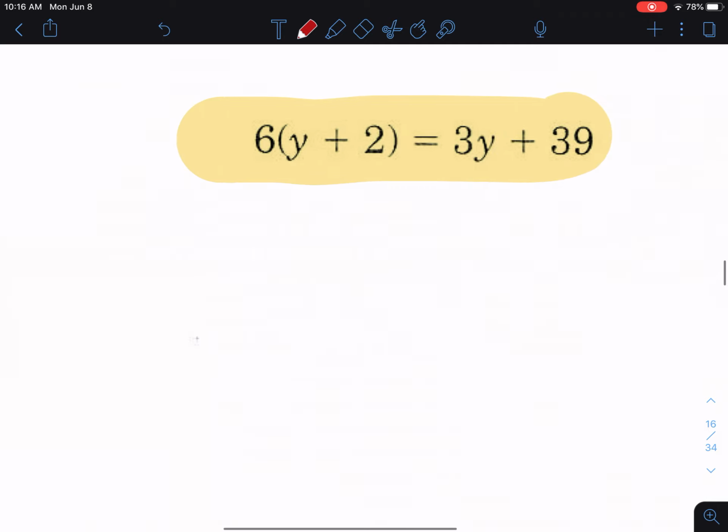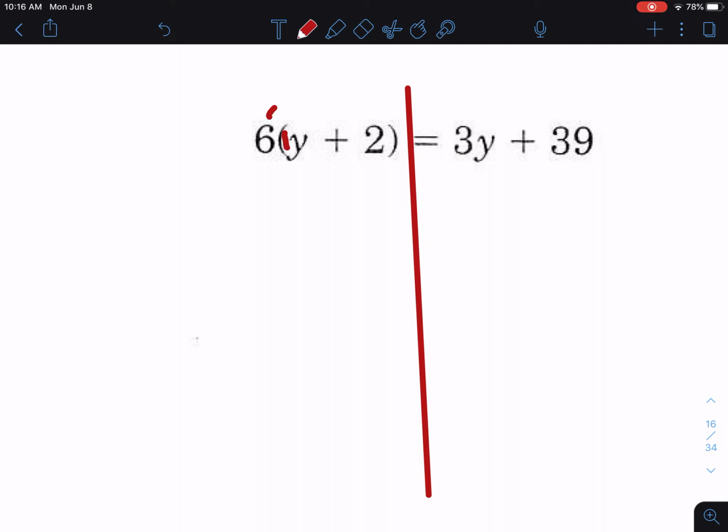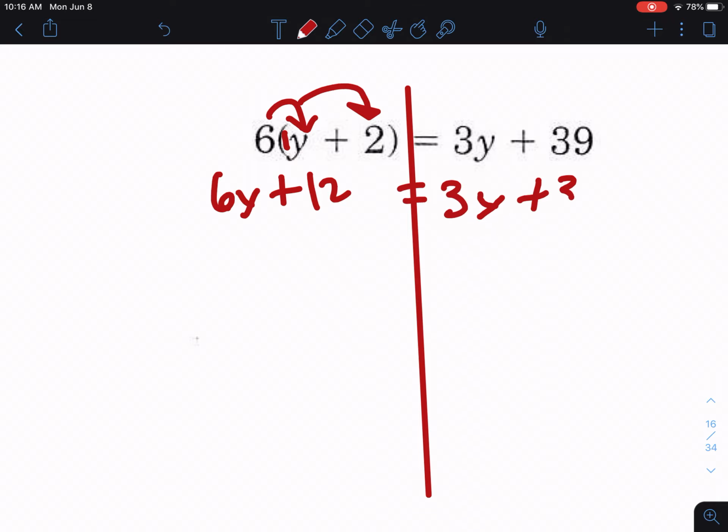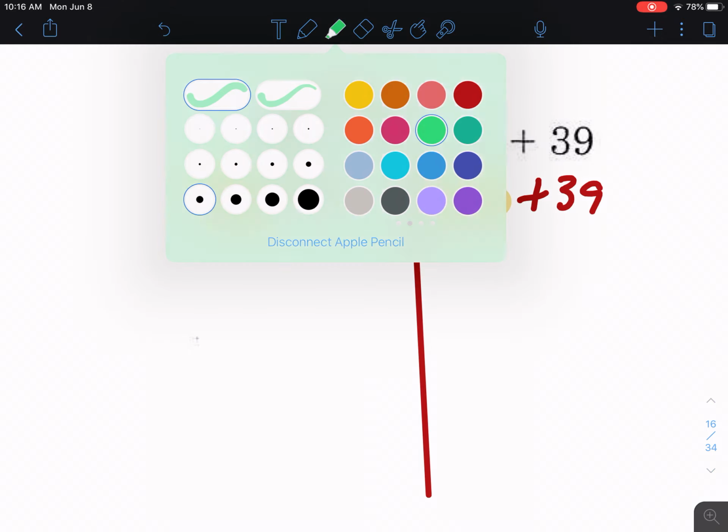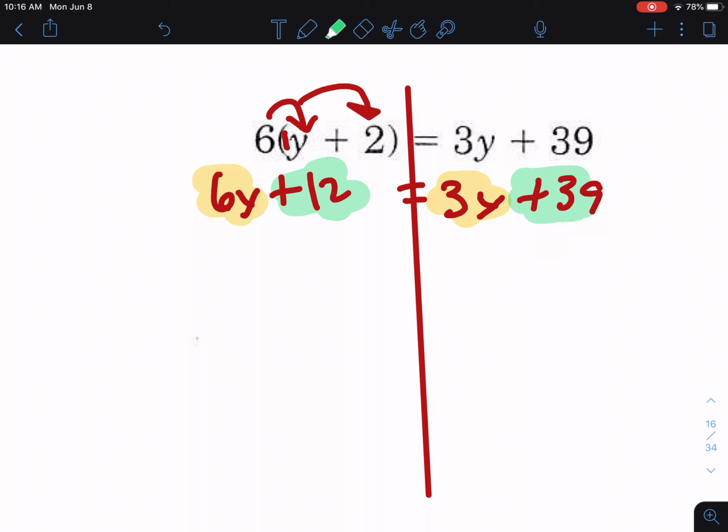Okay, next one. Same thing. Invisible wall up. Got to distribute the 6 to everything inside those parentheses. So 6 times 1y is 6y, and 6 times 2 is 12, and then equals 3y plus 39. So I have my yellow y's that need to be combined, and I have my green numbers that need to be combined. I'm going to choose to start with my y's, move everything to the right. So I'm going to subtract 3y from both sides. 6y minus 3y is 3y plus 12 equals, the y's on the right, they just cancel out, 39.